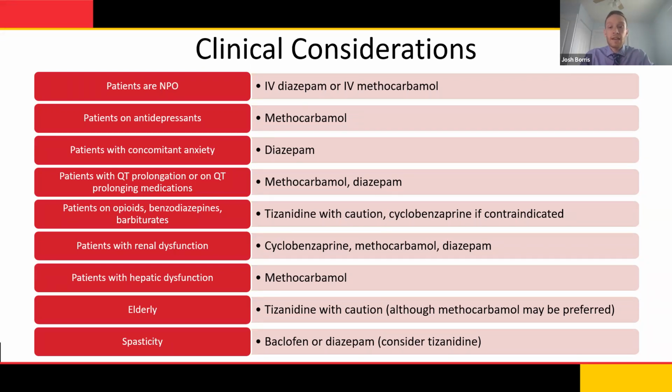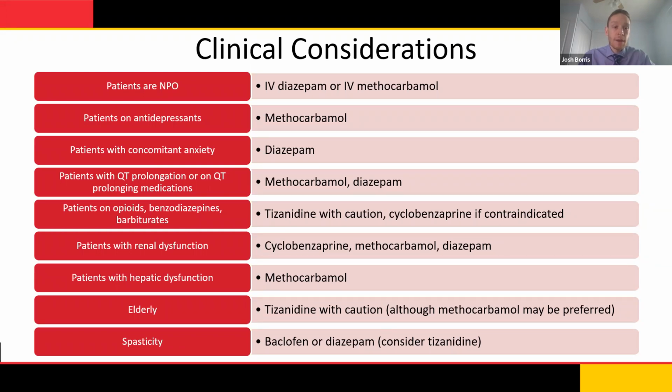For patients that are on antidepressants, I'd recommend going with methocarbamol. Diazepam can have some interactions with antidepressant CYP inhibitors. Cyclobenzaprine can increase the risk of serotonin syndrome, maybe even QT prolongation with some of our other agents like Lexapro. Patients with concomitant anxiety, I think diazepam would be a really good choice because it treats both the spasm and the anxiety. Patients with QT prolongation or on QT prolonging meds, methocarbamol and diazepam would probably be preferred here.